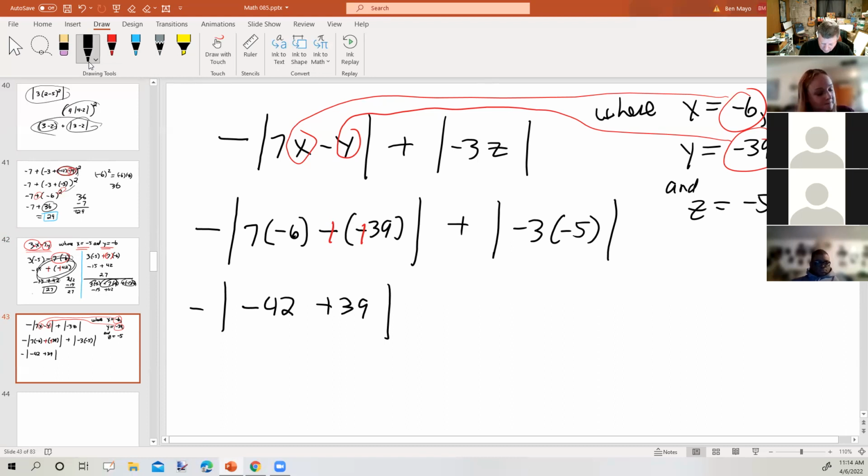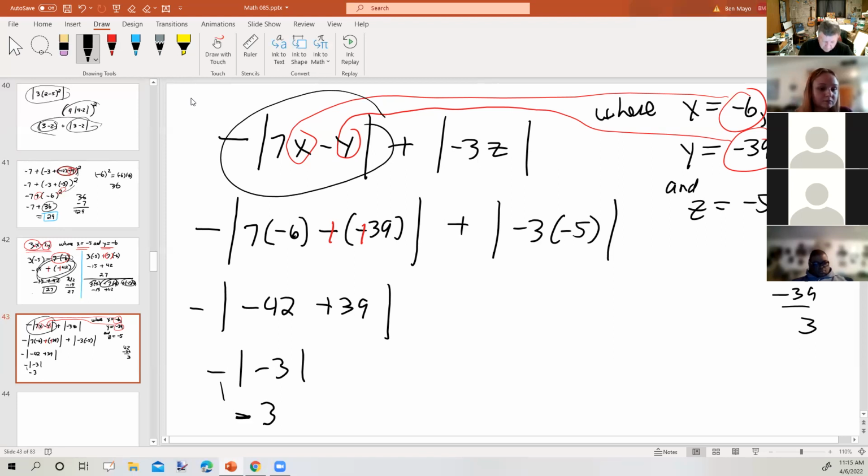Okay. Still inside that first absolute value grouping symbol, negative 42 plus 39. So we're adding 2 numbers with opposite signs. Which one's more powerful? The negative, right? So we're going to take 42 minus 39, which is 3, but it's going to be negative. What's the absolute value of negative 3? It's positive 3. So that comes outside of the absolute value bars, and this negative sign outside hits it. So all of this is now negative 3.